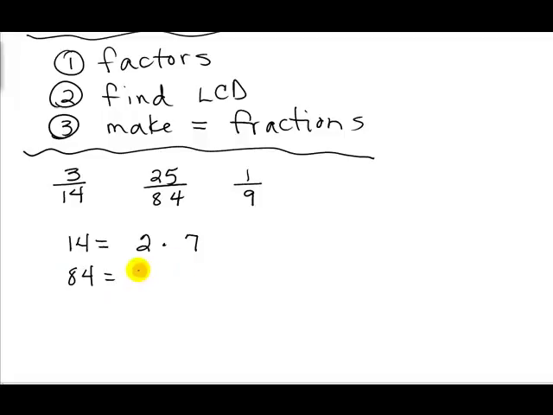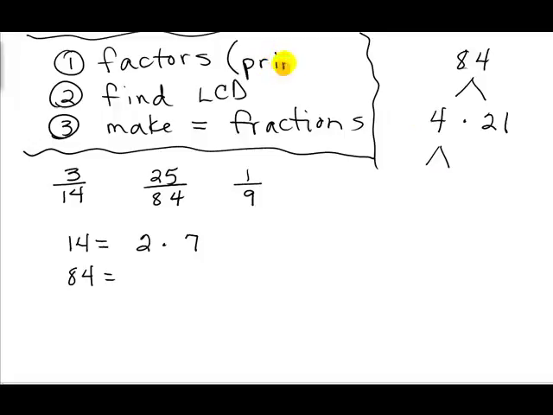84, we could do a tree. And so let's go ahead and do that. So if I come over here and do a factor tree, I know that 4 goes into this number, 21. 4 times 21 gives me the 84 that I started with. But neither of these are prime, and we're wanting to write the prime factors. So 4 becomes 2 times 2. 21 is 3 times 7. And so 84 is 2 times 2 times 3 times 7.